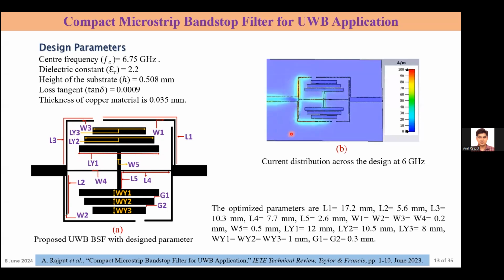Okay, and in figure B, we can see that it shows the current distribution across the design at the frequency of 6 GHz, and it validates that there is no current passing from one end to another end at the frequency of 6 GHz.